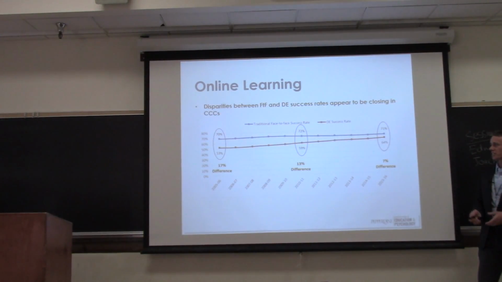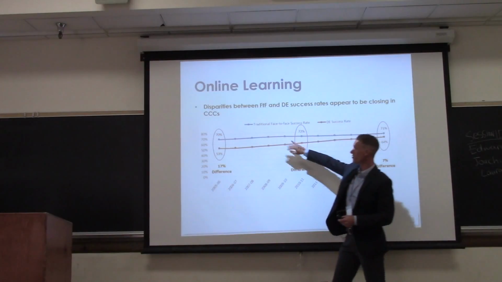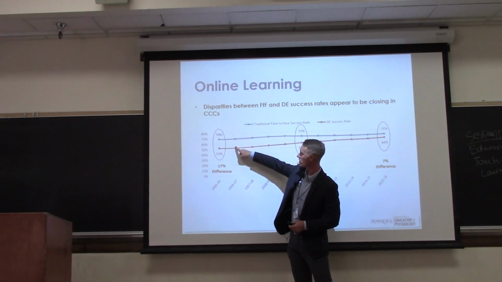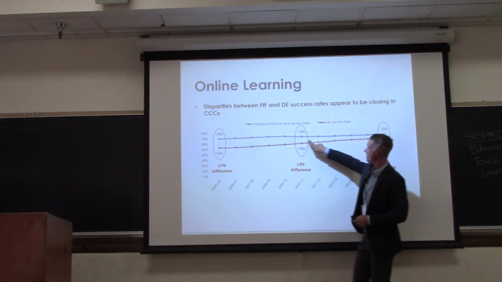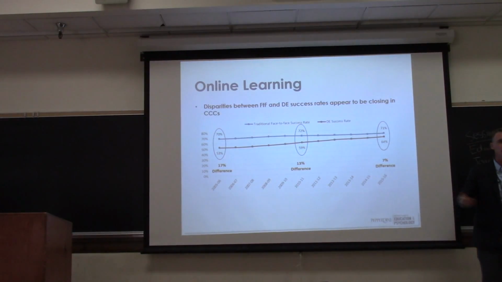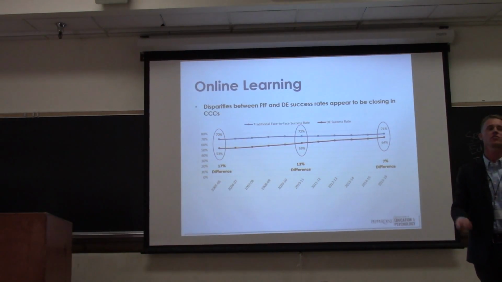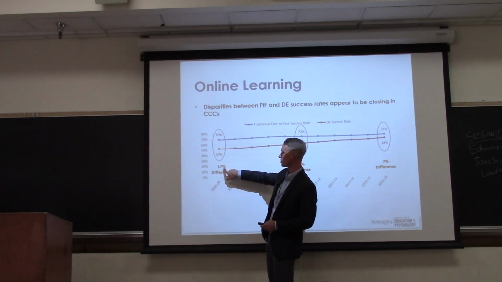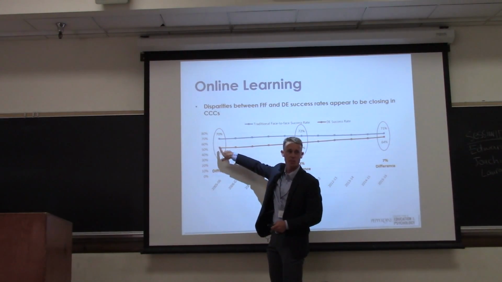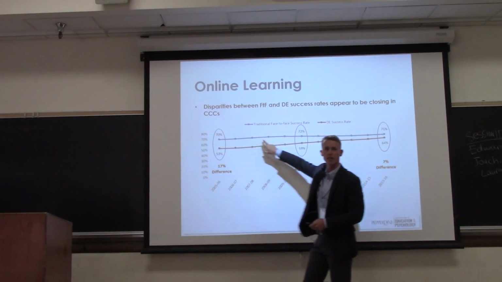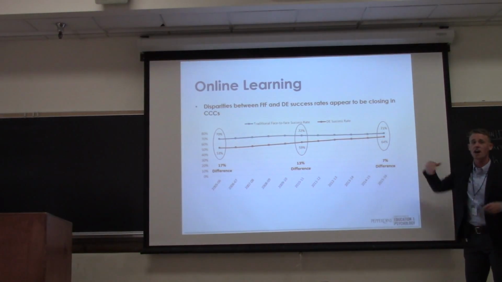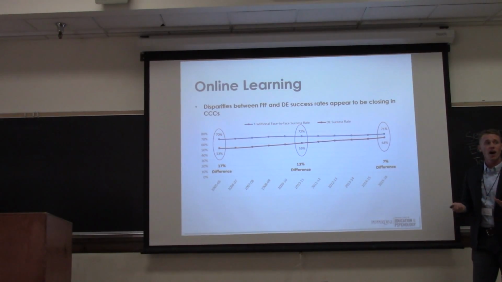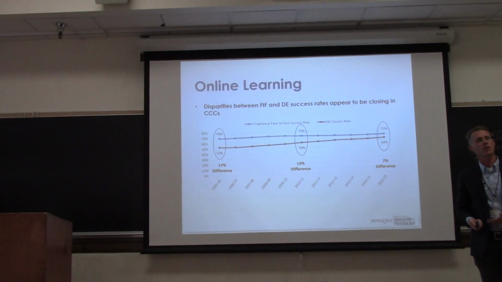The good news is that the disparity in achievement between face-to-face and online in the state of California is starting to diminish. This is a graph supplied from the California Community College Chancellor's Office, and you can see that in 2005 and 2006 there was a 17 percentage point disparity in achievement between students in online classes and face-to-face, and that's diminished over time. That's a good news story. But this reality is actually much more nuanced.